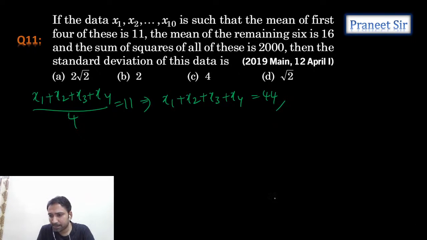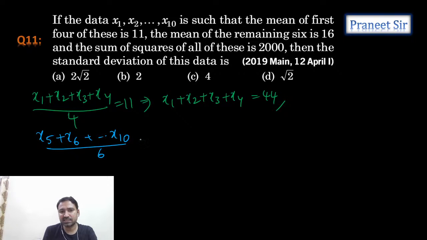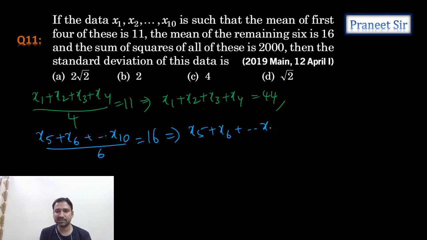Correct? Right. And then what is he giving, guys? The mean of the remaining 6 observations, that is (x5 + x6 + ... + x10) by 6, is given as 16. Now tell me, can I say that x5 + x6 + ... + x10 is equal to, by cross multiplication, 96?